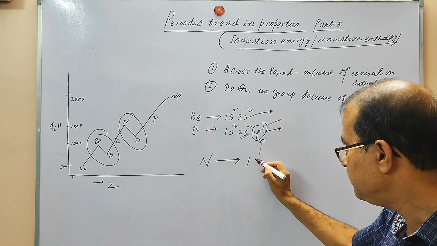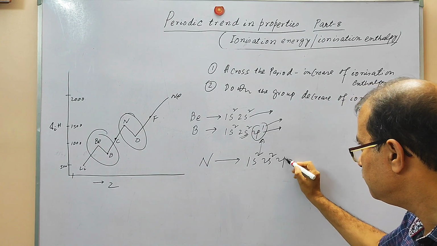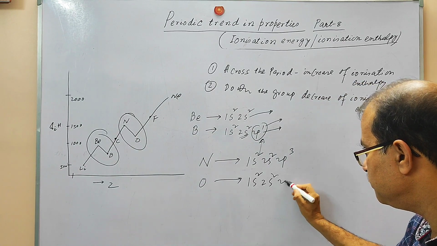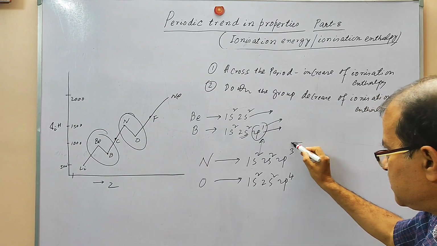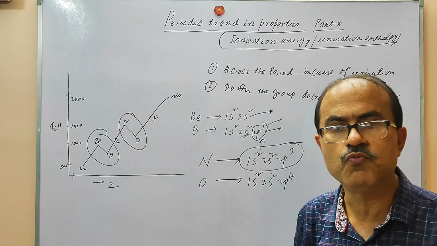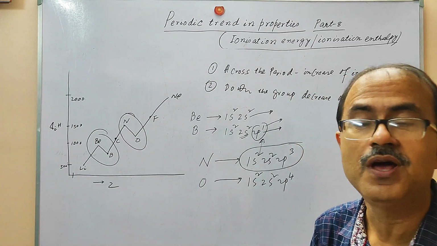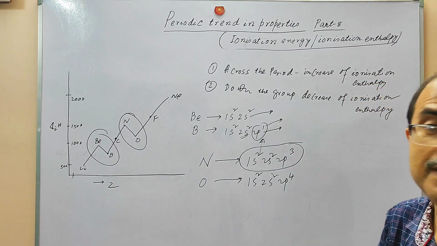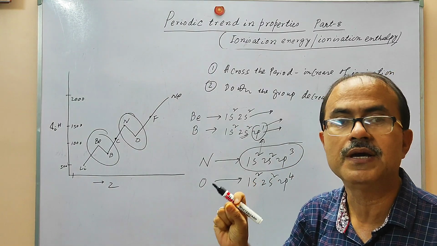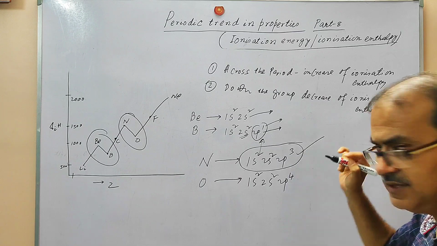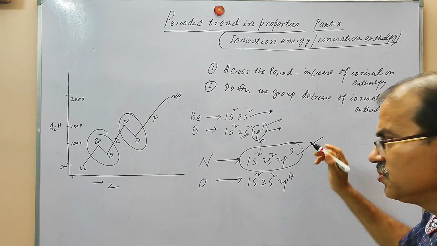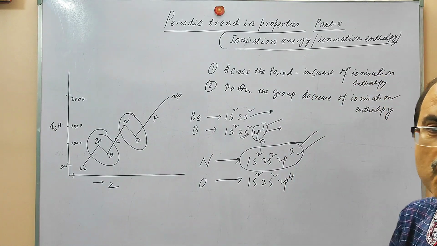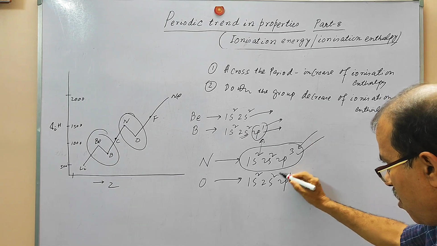The electronic configuration of nitrogen is 1s2, 2s2, 2p3. Oxygen has the electronic configuration 1s2, 2s2, 2p4. So the electronic configuration of nitrogen is much more stable because of Hund's rule. We know from Hund's rule that a half-filled or fully filled subshell is a much more stable electronic configuration. So here this electronic configuration is very stable, so to ionize it, you have to give a lot of energy as compared to oxygen.